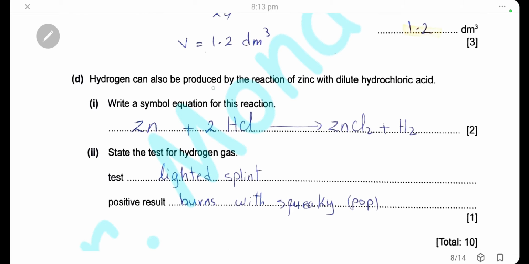Hydrogen can also be produced by the reaction of zinc with dilute hydrochloric acid. Write a simple equation for this reaction. Zinc, Zn, plus HCl, hydrochloric acid, forms zinc chloride and hydrogen gas. The correct formula of zinc chloride is ZnCl2 and hydrogen gas is H2. Remember, the equation is for 2 marks, so we have to balance the equation by putting 2 in front of HCl.